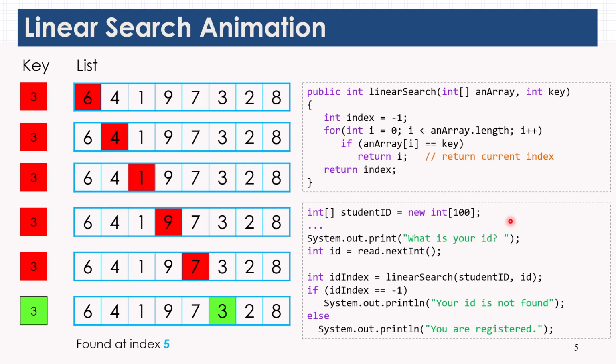But this is not the only algorithm that is used for searching. There are other searching algorithms, for example, binary search. But to use binary search, a condition is that the array should be sorted. Otherwise, we cannot use it for searching. We will discuss binary search later in this course.